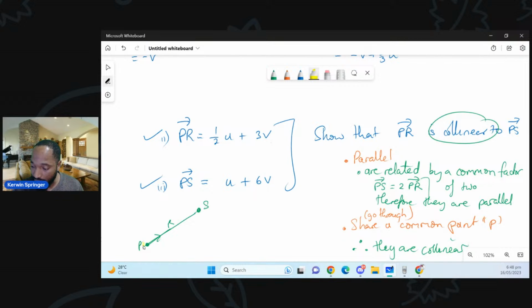They are on the same path. PR is this one, and PS is this one. But they actually come from the same point. That means they are collinear. All right, next topic.